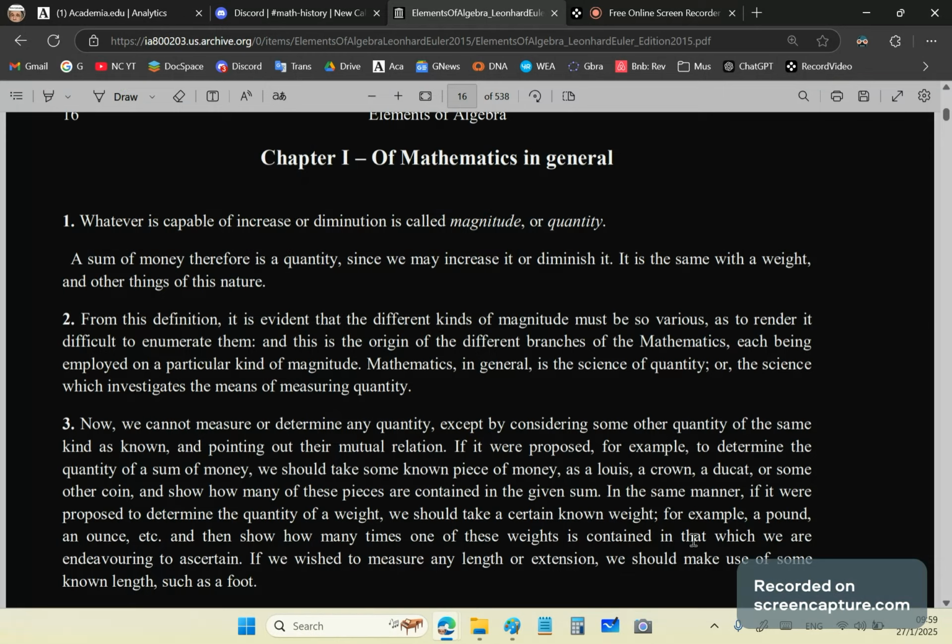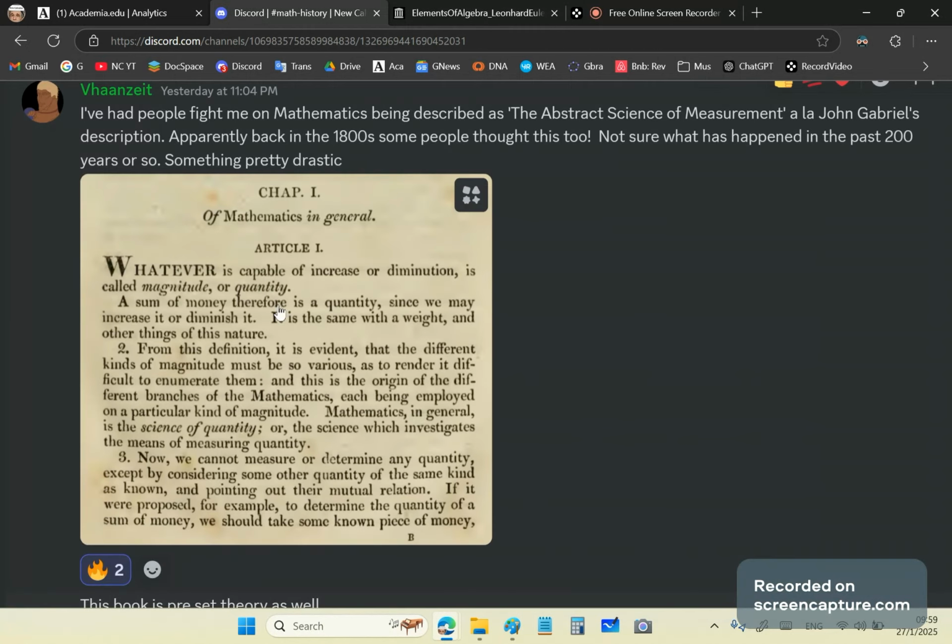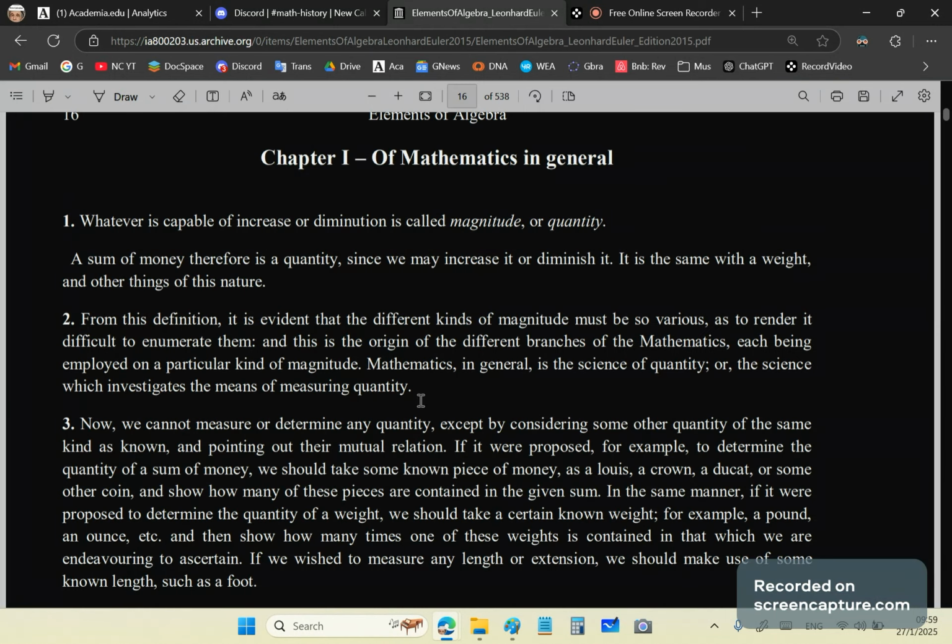I was a teenager. But looking at this, in fact, I was under the impression that it was written by Wallace, and somebody corrected me and said, nope, it was written by Euler. So, yes, and now I remember. Now, let's look at what he says.